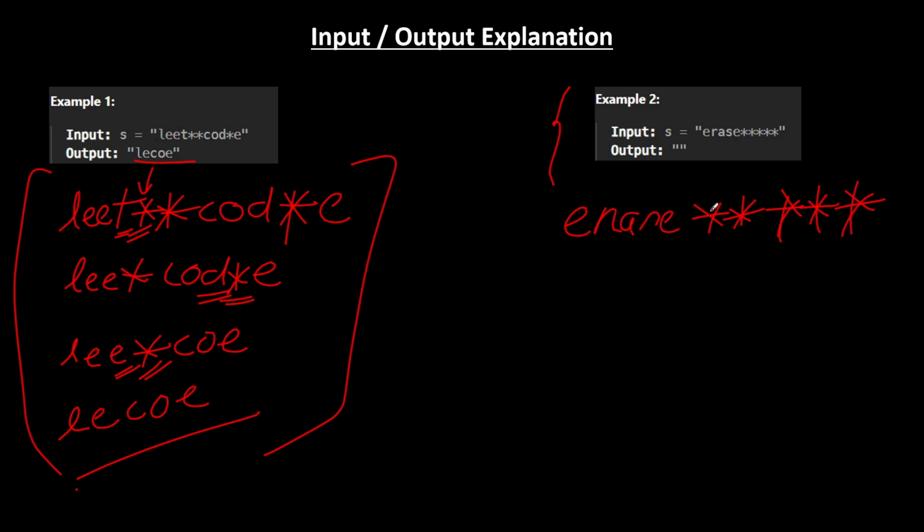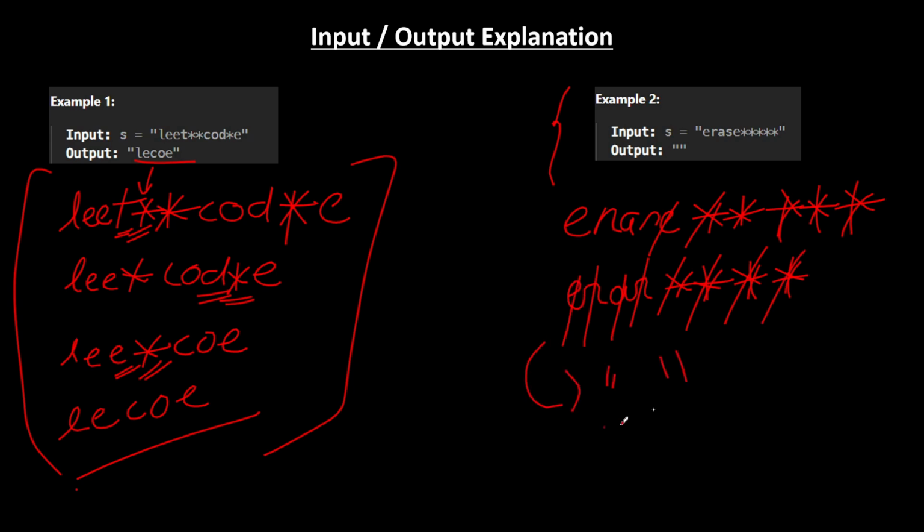So this asterisk will remove this e, then it will become eras with four asterisks. So this will remove this s. This asterisk will remove this a later on. This will remove this r, and this asterisk will remove this e. So at the end, we will just remain with the empty string. I hope you understood the input-output explanation.